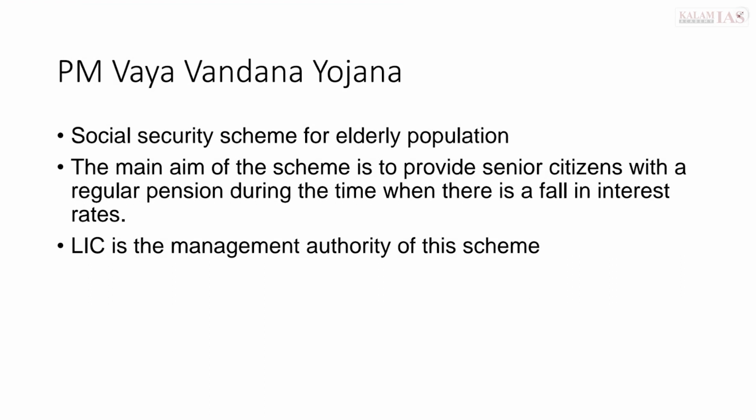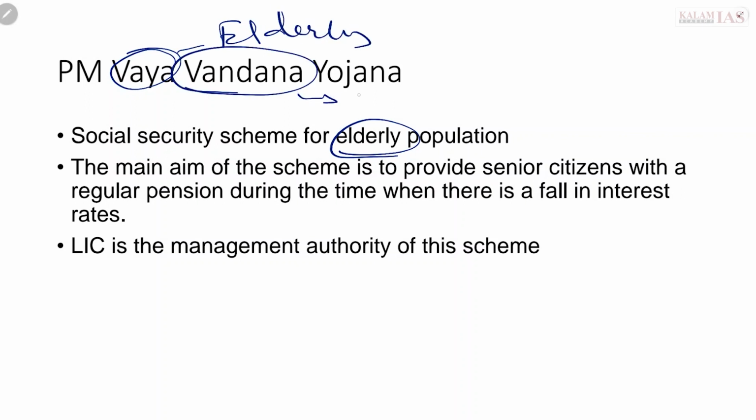Now we come to the next scheme, which is the PM Vaya Vandana Yojana. This is a social security scheme for the elderly population. Vaya means elderly, Vandana means paying respect, or to bow in front of someone. So elderly have to be paid respect, and this is why the scheme has been called the PM Vaya Vandana Yojana.